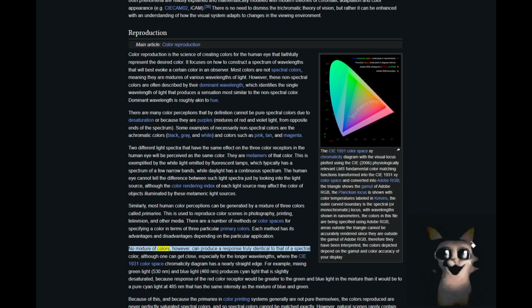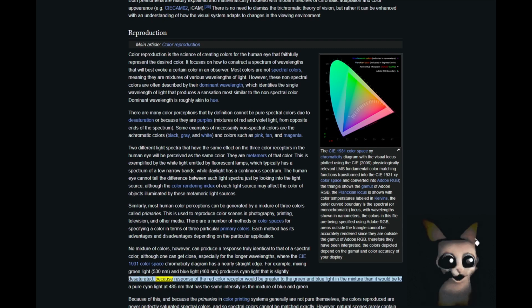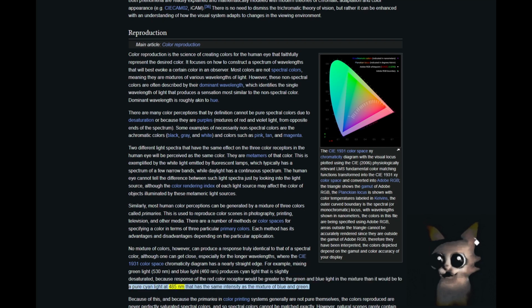No mixture of colors, however, can produce a response truly identical to that of a spectral color, although one can get close, especially for the longer wavelengths, where the CIE 1931 color space chromaticity diagram has a nearly straight edge. For example, mixing green light, 530 nanometers, and blue light, 460 nanometers, produces cyan light that is slightly desaturated, because the response of the red color receptor would be greater to the green and blue light in the mixture than it would be to a pure cyan light at 485 nanometers that has the same intensity as the mixture of blue and green.